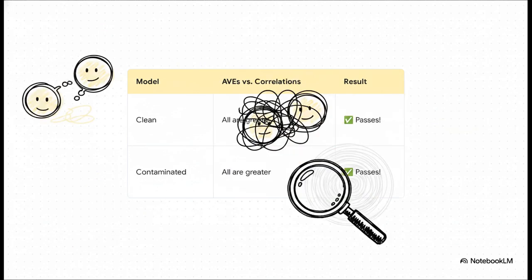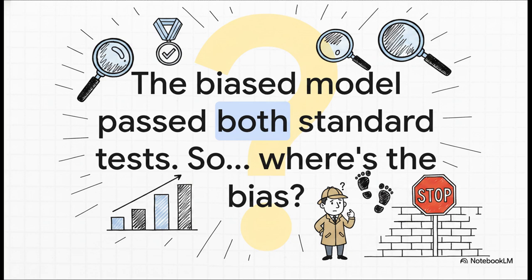All right, what about the next test? Discriminant validity. This one checks if your big ideas are actually distinct from one another. And again, guess what? Both models pass. The bias actually inflates everything at once, basically hiding in plain sight and fooling the test completely. And this is the real kicker. The model that we know is contaminated looks perfectly healthy according to the two most common checks in the book. It's like a suspect with a rock-solid alibi. The bias is there, we know it is, but our traditional investigation has just hit a total dead end.